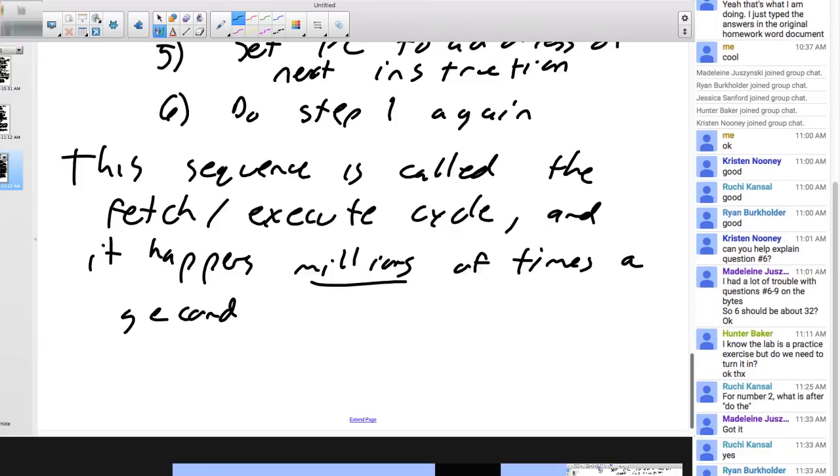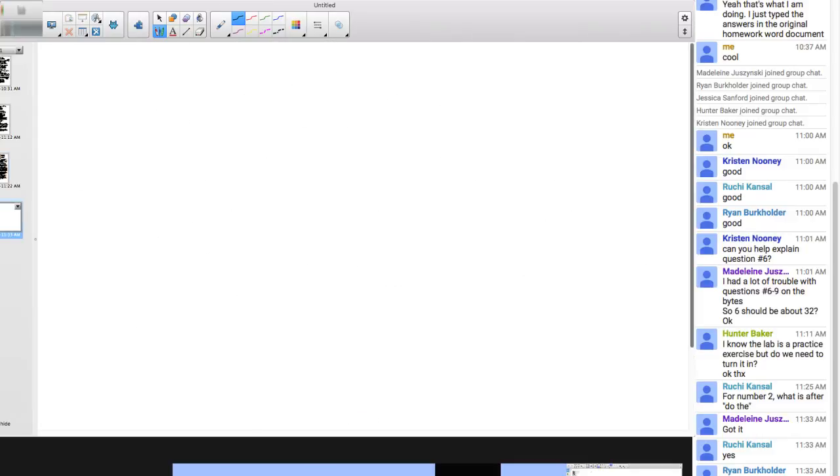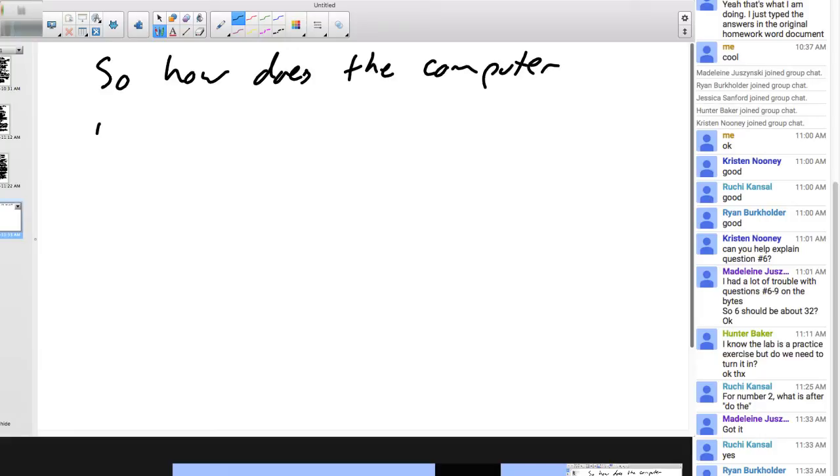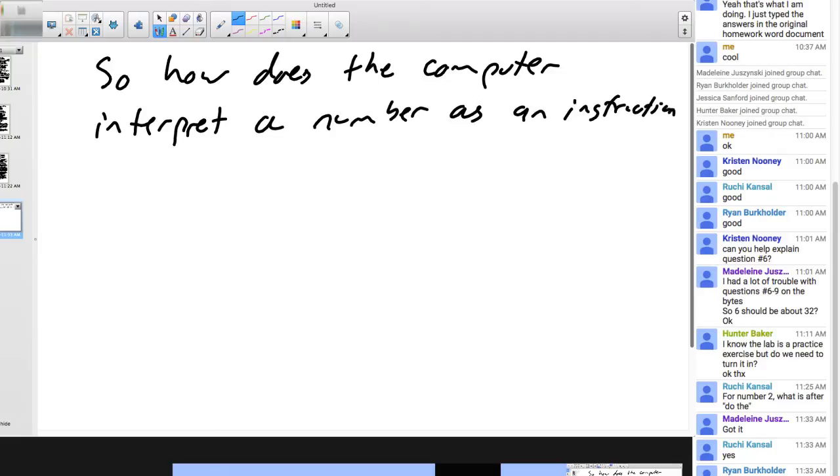So the next question then is, so how does the computer interpret a number as an instruction? So remember, the fetch execute cycle said the program counter holds an address. The address is out of memory. The data at that address is the thing I want. And that's the thing I'm going to do.